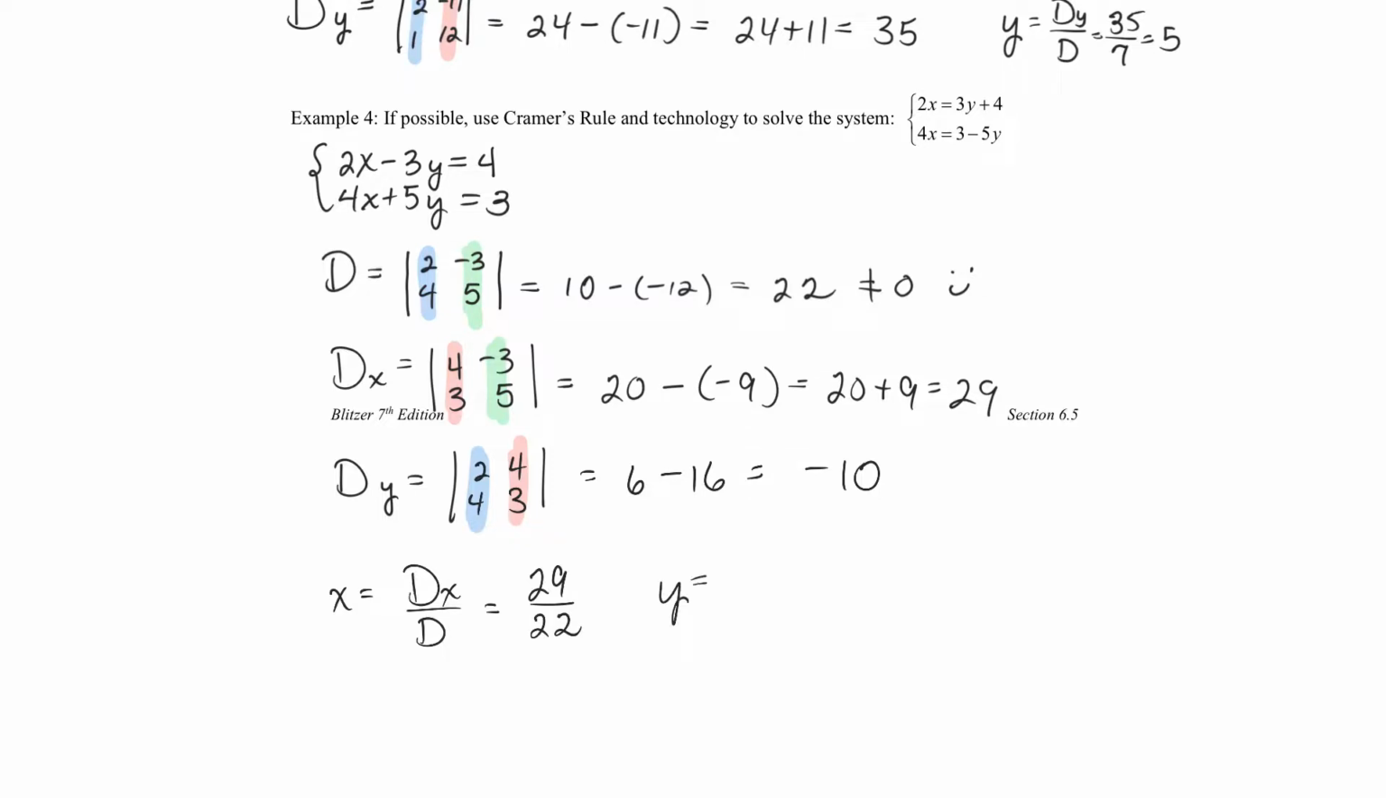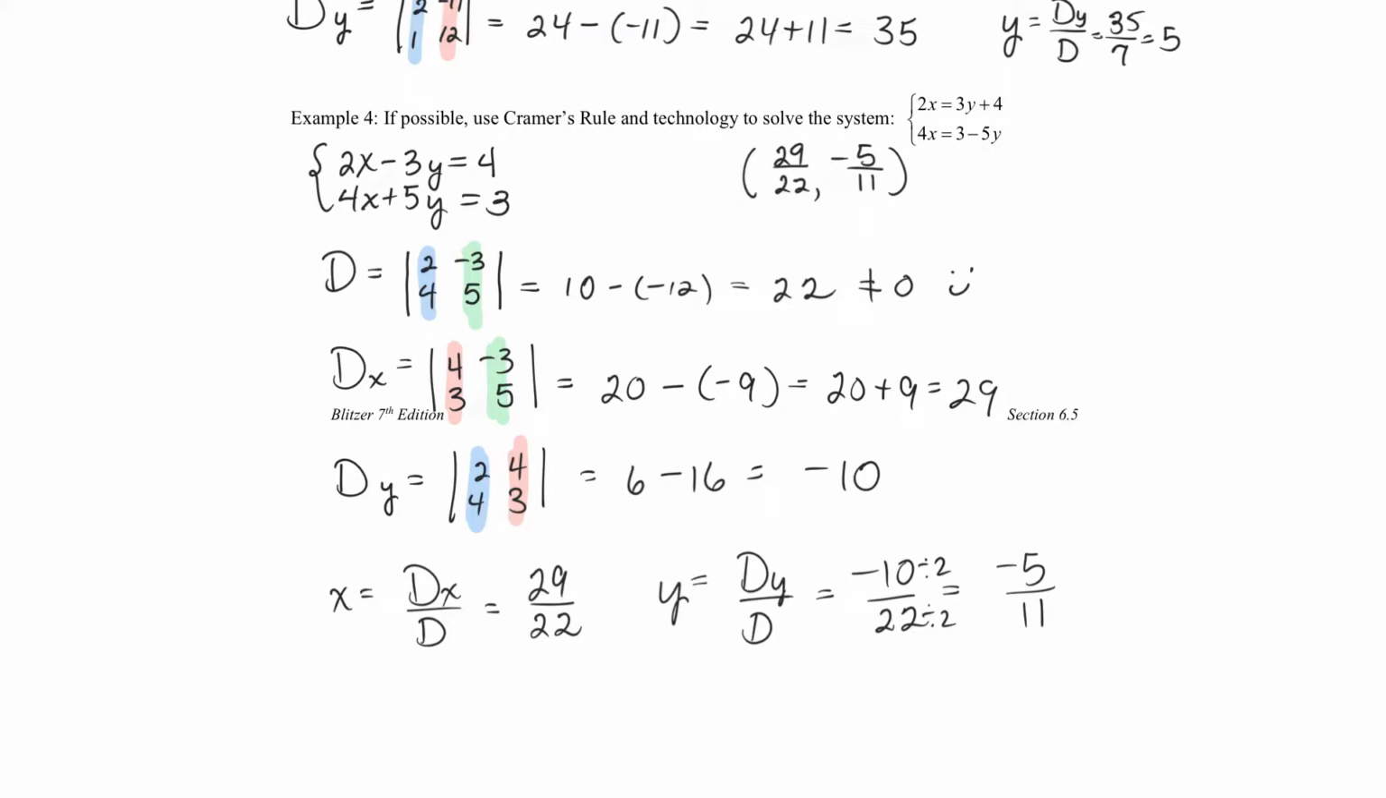Instead, I can just say y is equal to d sub y divided by d, negative 10 divided by 22. And if I simplify that fraction, I'm going to get negative 5/11. So my ordered pair solution to this system using Cramer's rule is 29/22 and negative 5/11.